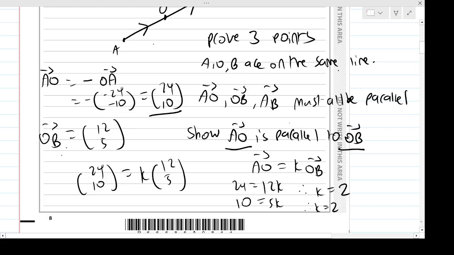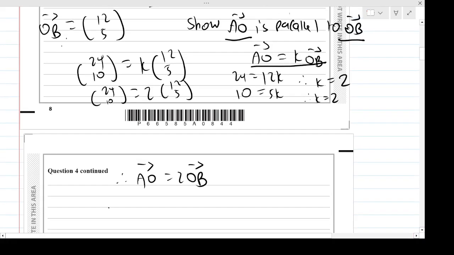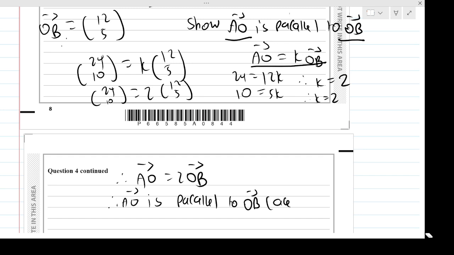So then we can say that (24, 10) is indeed 2 lots of (12, 5). So there we are. We've shown that it's a multiple. We've shown that AO is now 2 lots of OB. So they're parallel. So it's parallel to OB as they are multiples of each other.